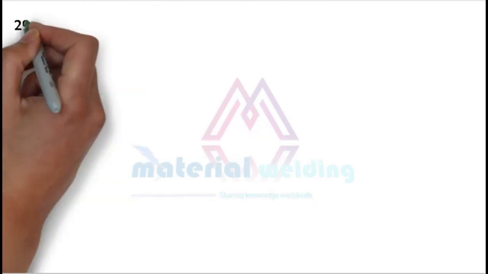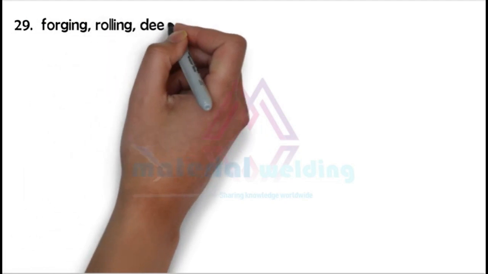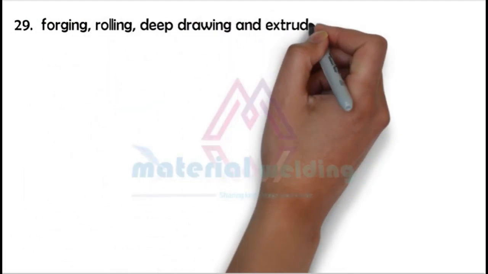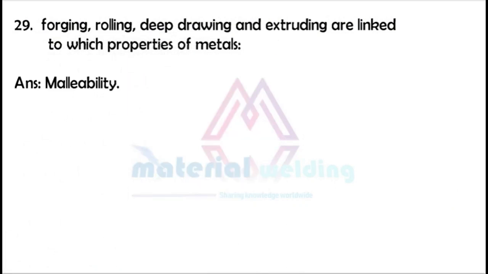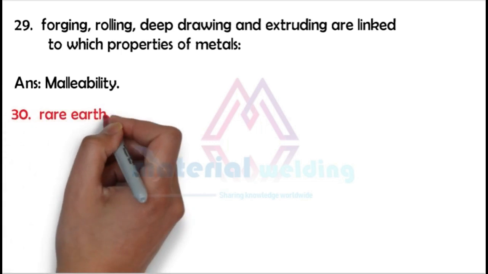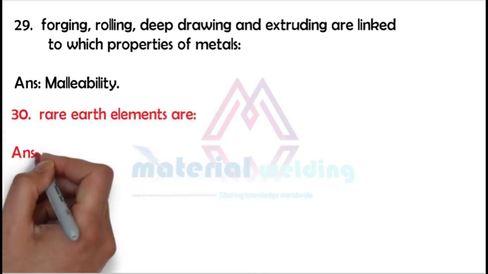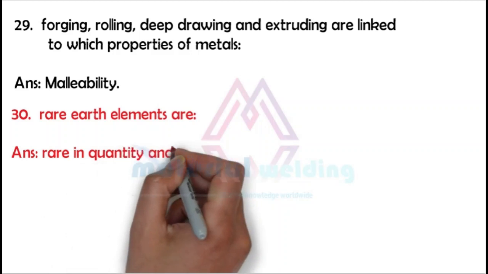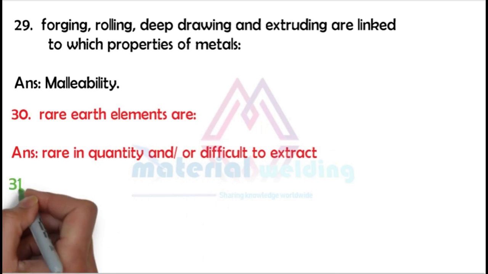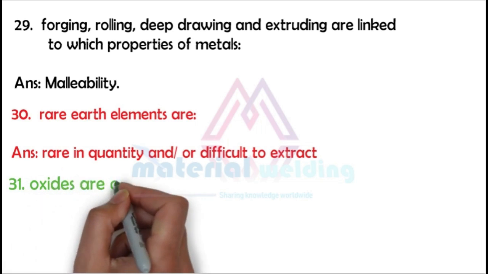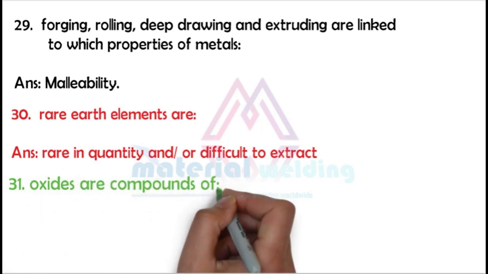Next, forging, rolling, deep drawing and extruding are linked to which property of metals? It is malleability. What are the rare earth elements? The elements which are rare in quantity and or difficult to extract are called rare elements. Oxides are compounds of metal and oxygen.